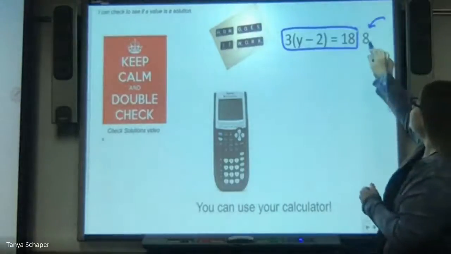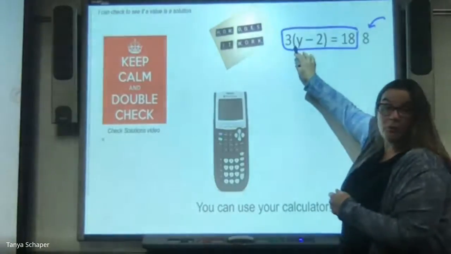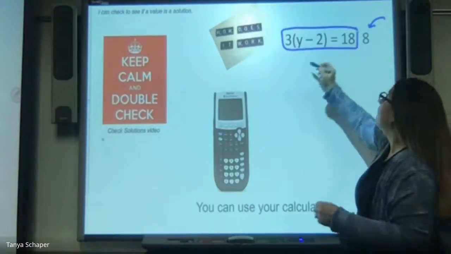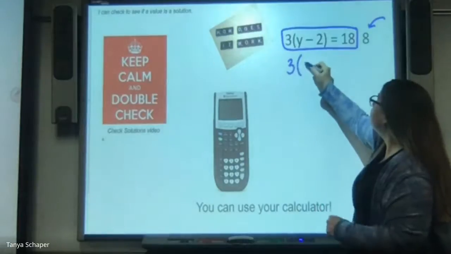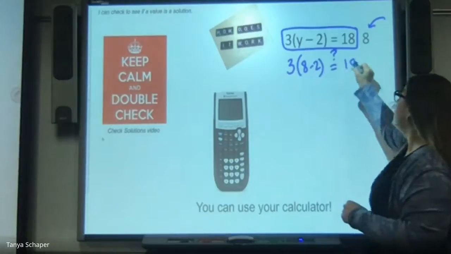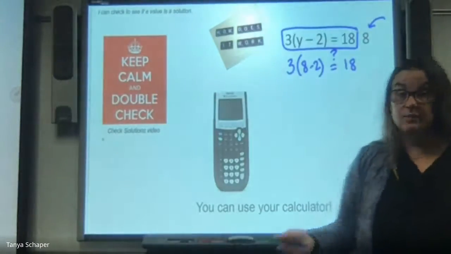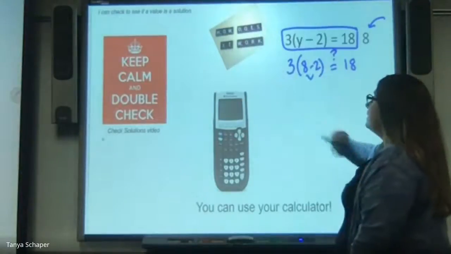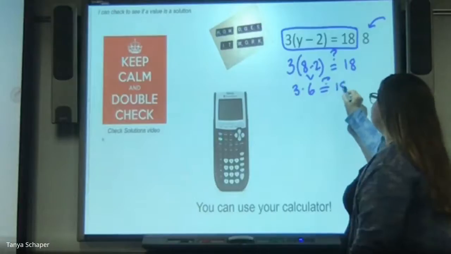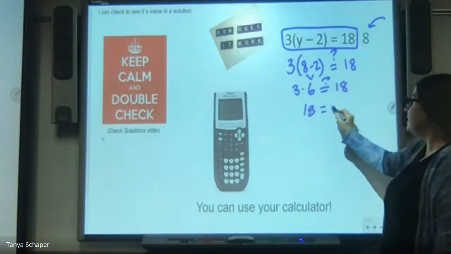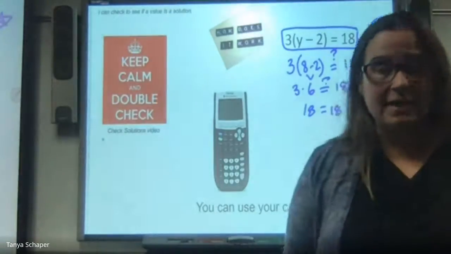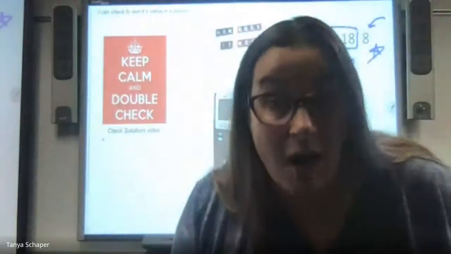So I'm going to take this 8 and put it in for y to see if the left side of my equation equals 18. So is 3 times the quantity 8 minus 2 the same as 18? I'm checking to see if this works. Order of operations tells me I do parentheses first. So 3 times 6, is that 18? It looks like it is. So this person got the correct answer when they solved the equation, which is awesome.